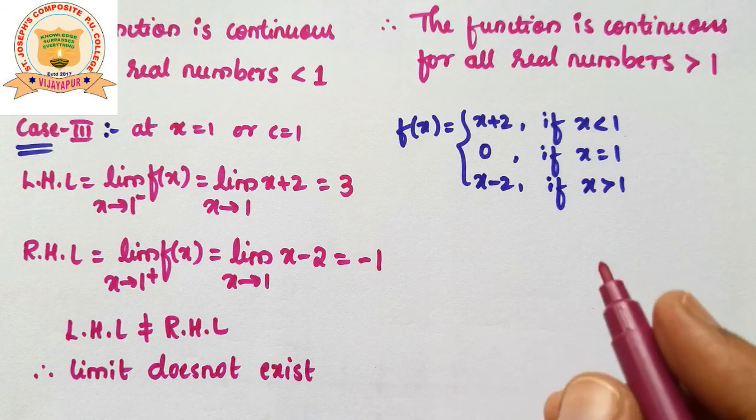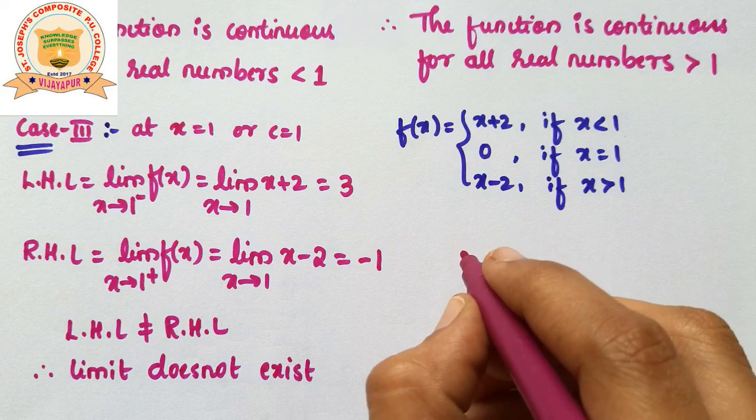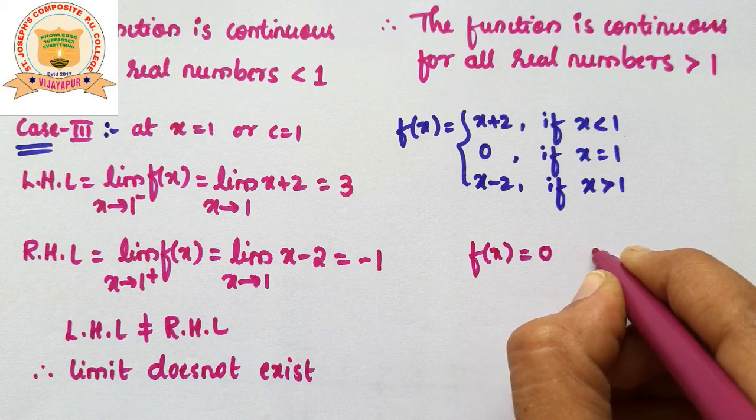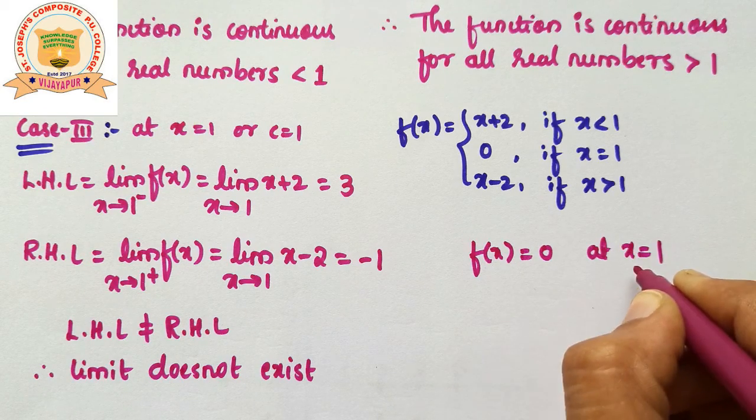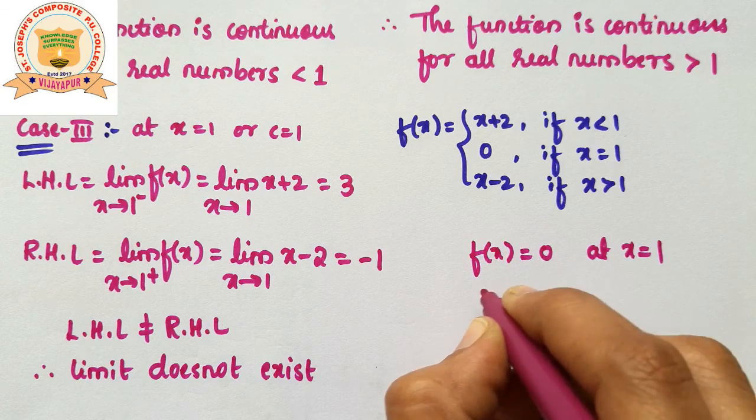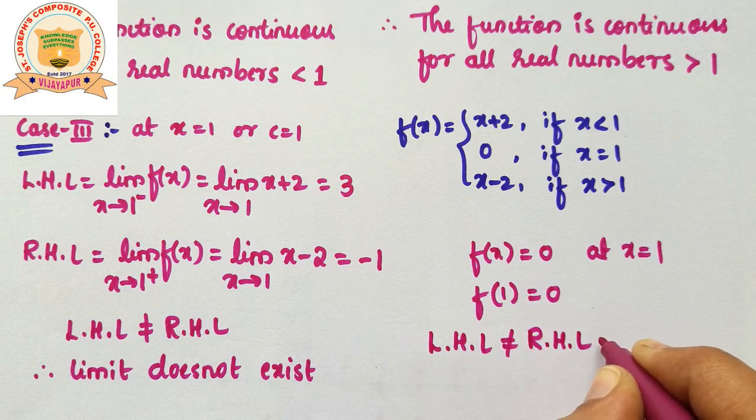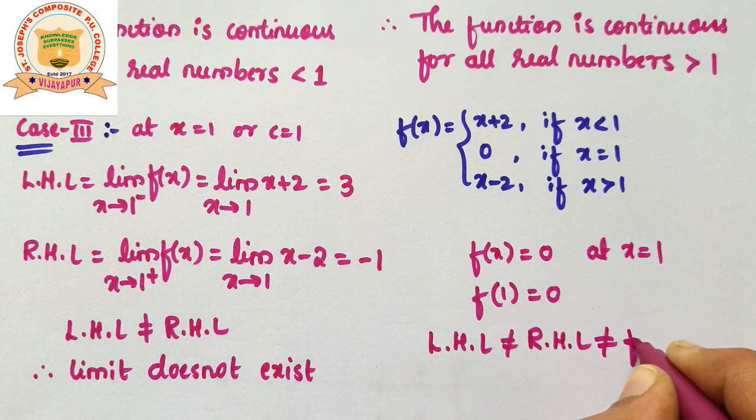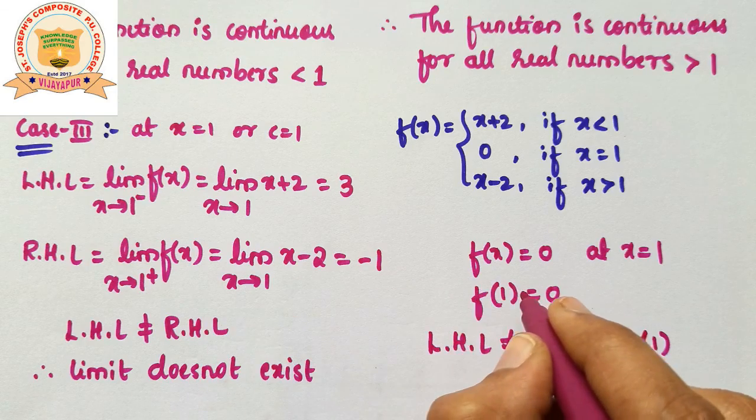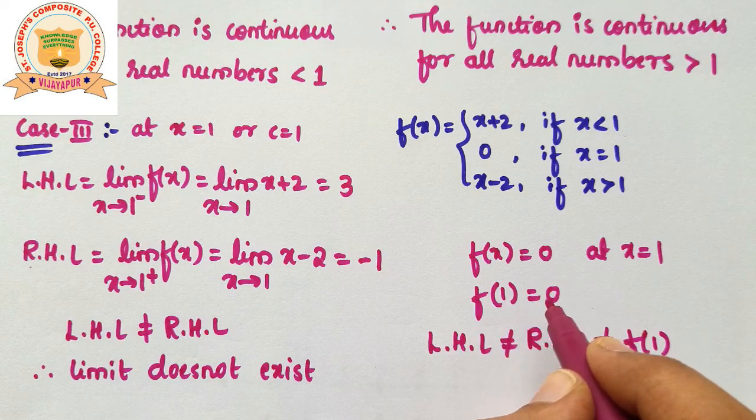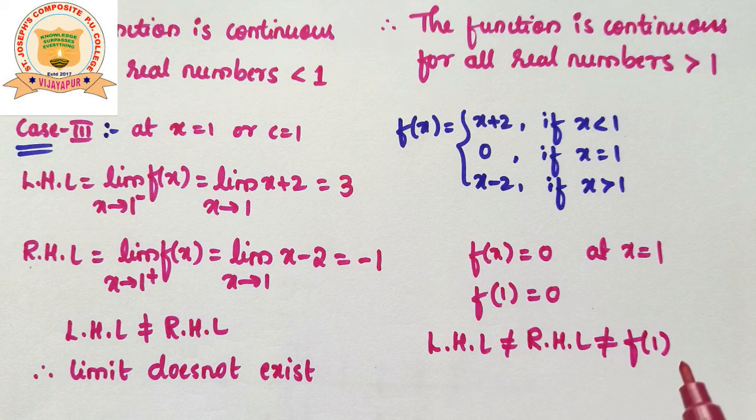And also, if you find the functional value at x is equal to 1, what is the functional value? Its value is 0 at x is equal to 1. Therefore, at x is equal to 1, the functional value is 0, nothing but f of 1 is 0. LHL is not equal to RHL as well as it is not equal to f of 1, because all three values are different. LHL is 3, RHL is minus 1 and f of 1 is 0. At x is equal to 1, LHL, RHL and functional value at that point all are unequal.